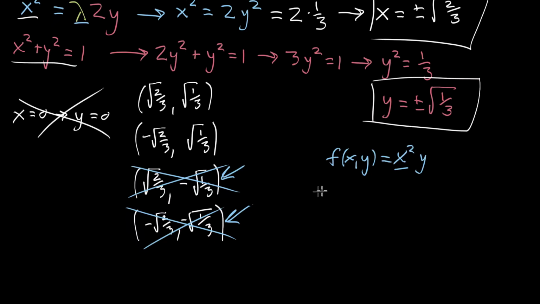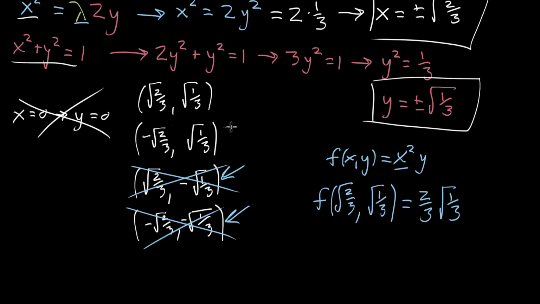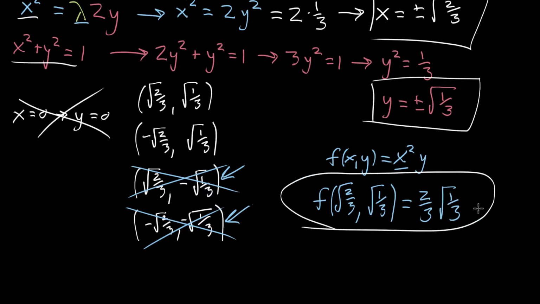And specifically, if we plug in f of, let's say, this top one, square root of 2/3, square root of 1/3, well, x squared is going to be 2/3, and then y is square root of 1/3. And in fact, that's going to be the same as what we get plugging in this other value. So either one of these maximizes the function. It's got two different maximizing points, and each one of them has a maximum value of 2/3 times the square root of 1/3. And that's the final answer.